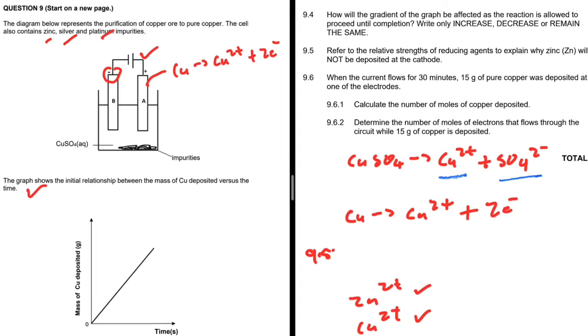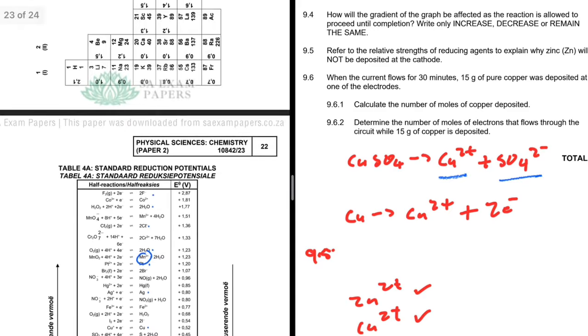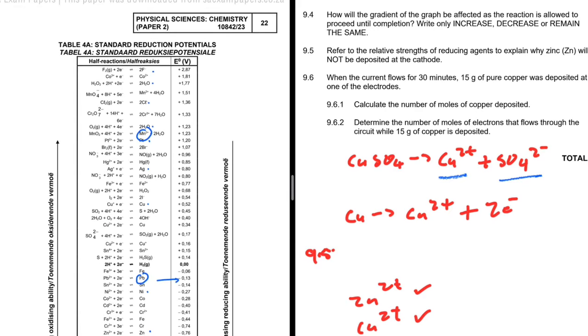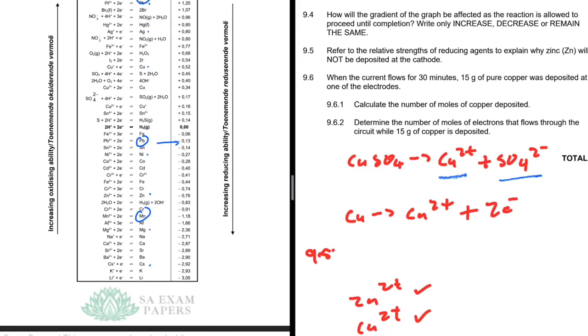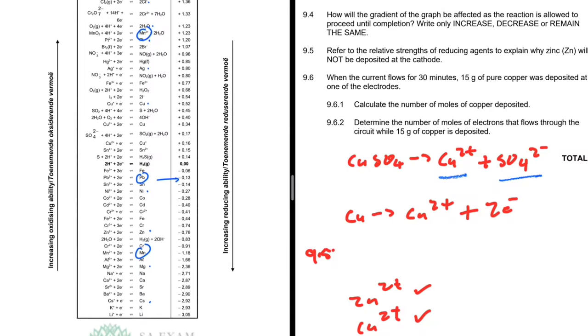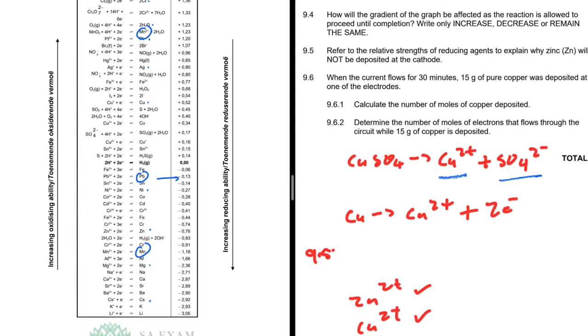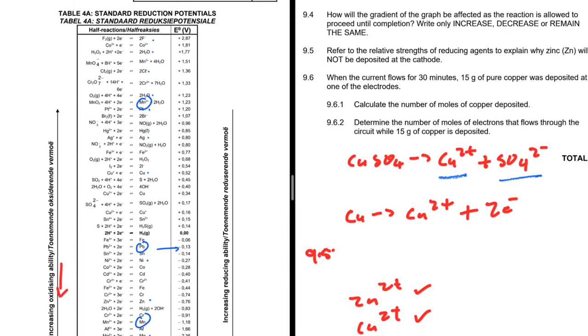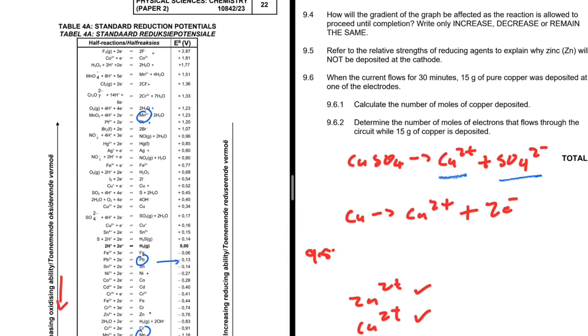Let's go to our table so that it can be easy to see. All right, so our table, standard reduction potential. Let's use 4A. It doesn't really matter which table we use, by the way. So take a look. Increasing oxidizing ability as we go down. So let's look for zinc and copper 2 plus.